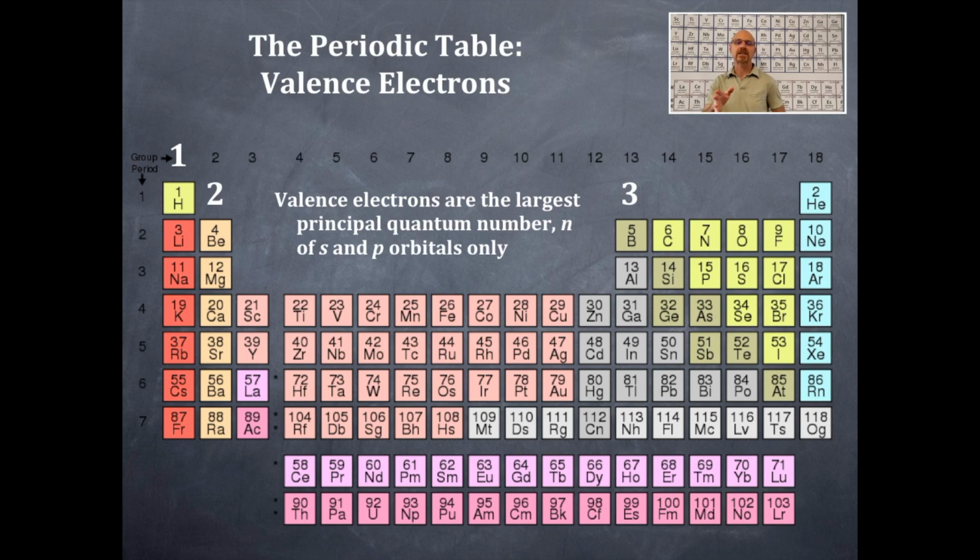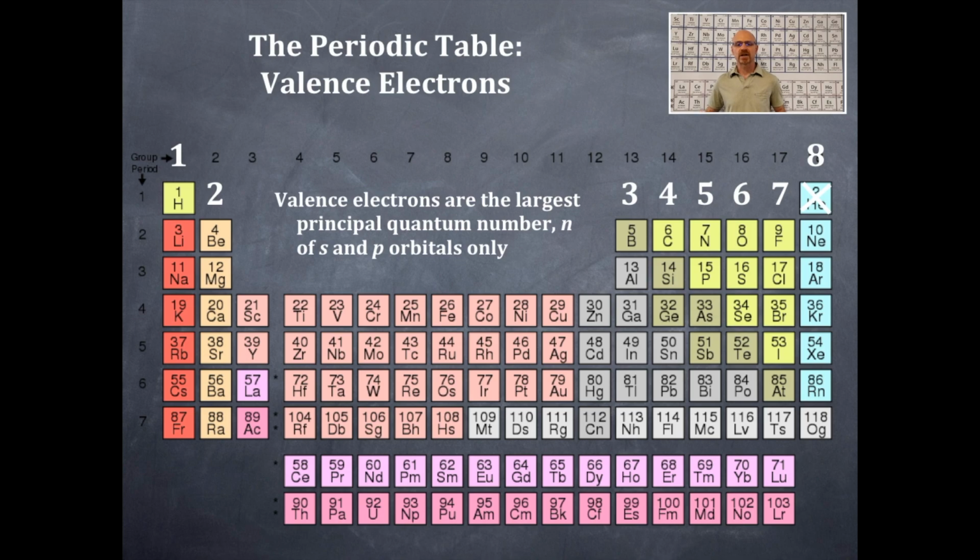How many valence electrons in group number 4? 4. So how many valence electrons in carbon? 4. Okay, nitrogen, 5. Oxygen, 6. Fluorine, 7. And excluding helium, because there are only 2 electrons in helium, this next group is group 8.